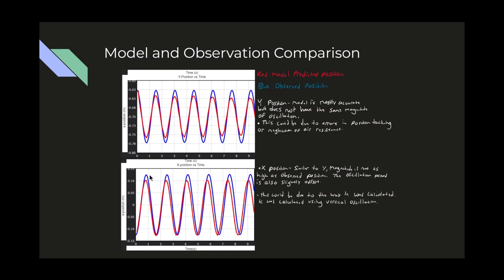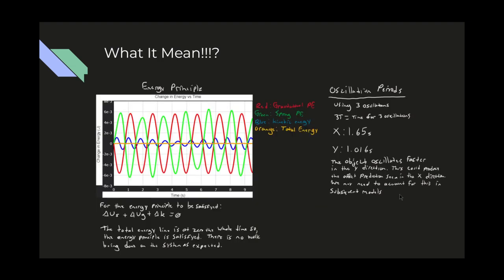In the x direction, the period of oscillation is slightly offset, but this could be due to the fact that we calculated the spring constant k using the y direction's period of oscillation. A possible solution to this would be to calculate two spring constants, because the y direction has a higher frequency than the x direction.